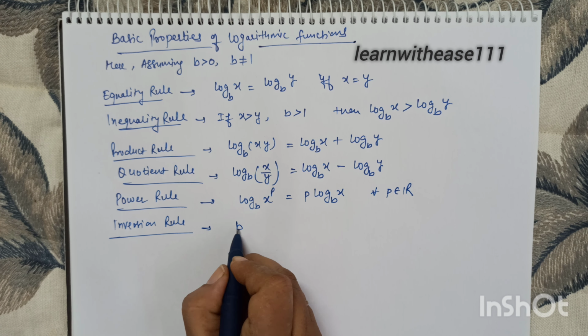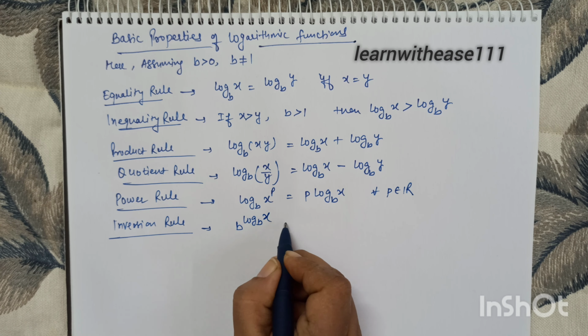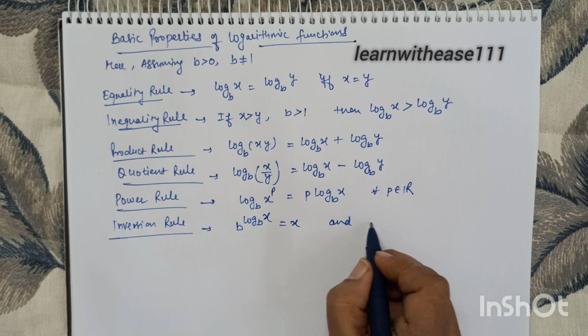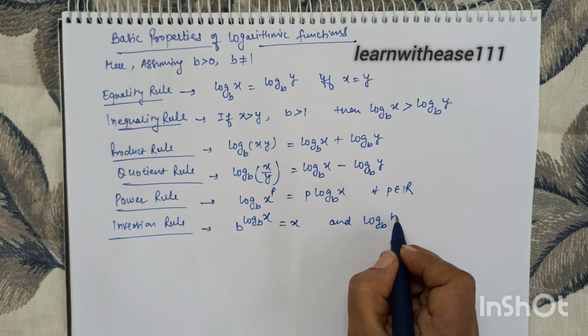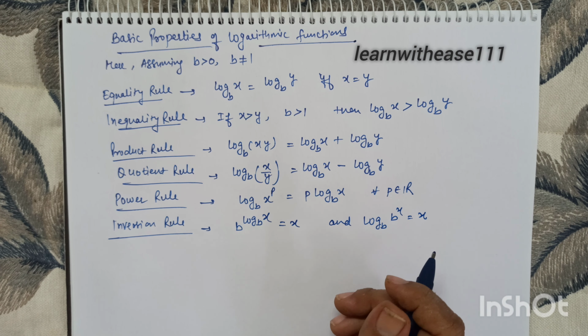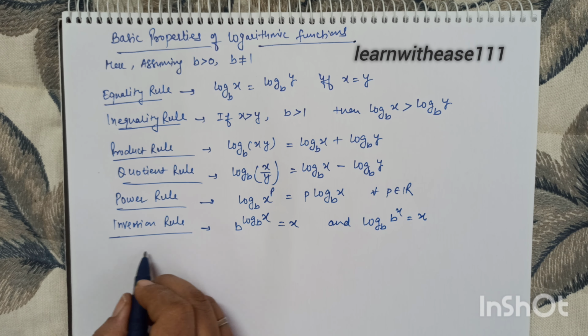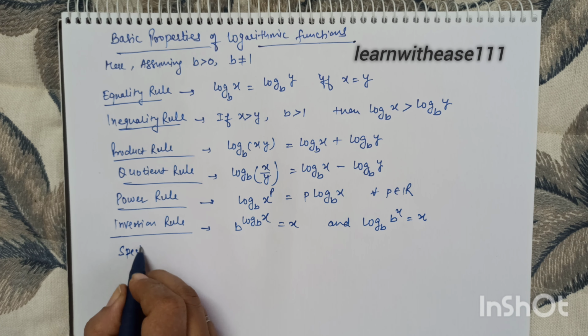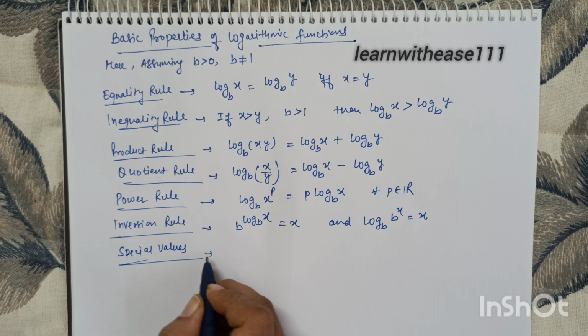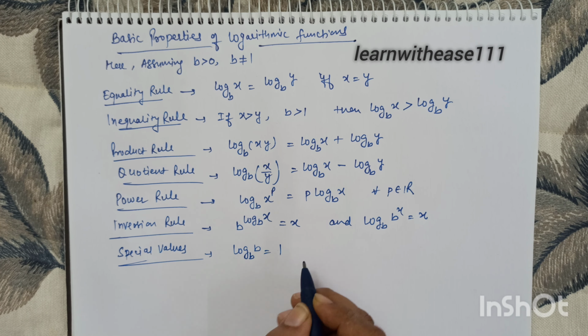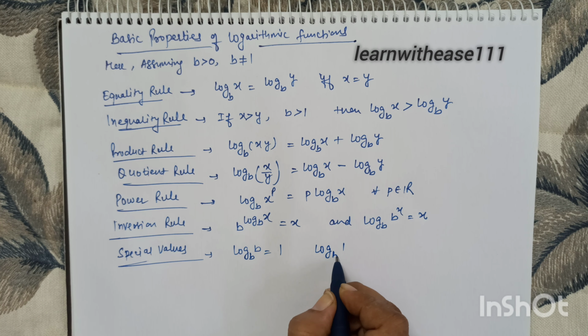Inversion rule: b to the power log of x base b is equal to x, and log of b to the power x base b is equal to x. Both are interchangeable. And we have special values: log b base b is 1, and log 1 base b is 0 always.